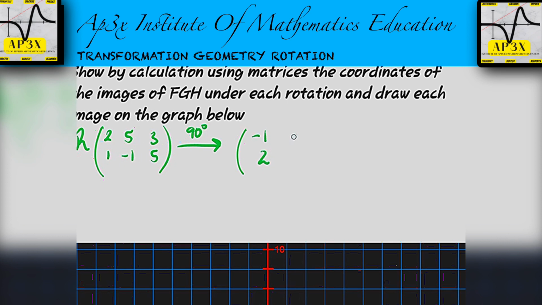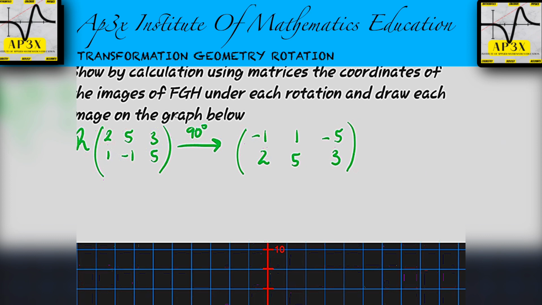(5, -1) will become (1, 5), and (3, 5) will become (-5, 3). So notice that the 1 changed to negative, the negative 1 changed to positive, and the 5 changed to negative. However, the 2, the 5, and the 3 remain as 2, 5, and 3. And that's basically the change.